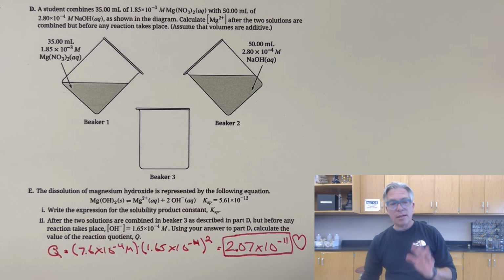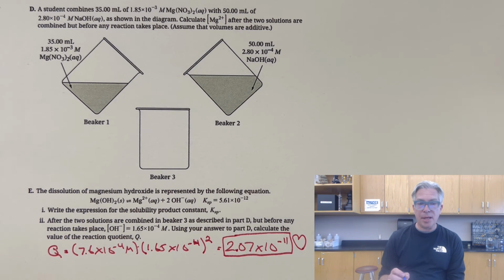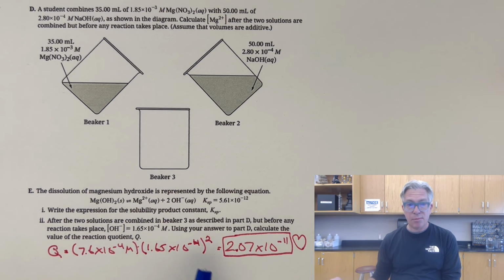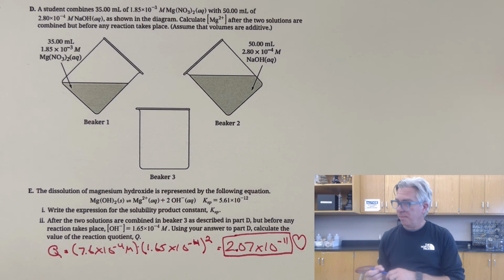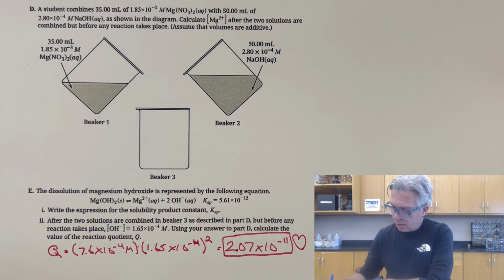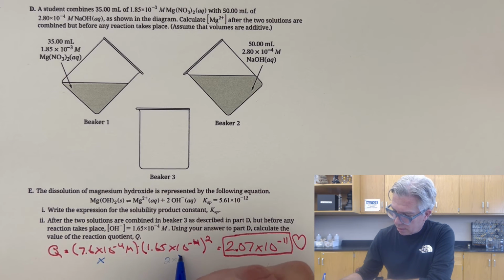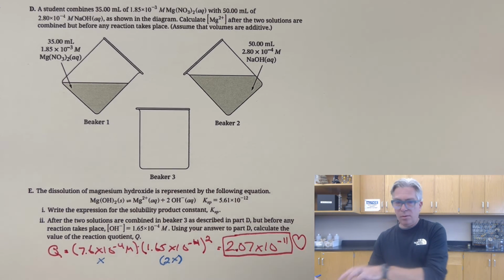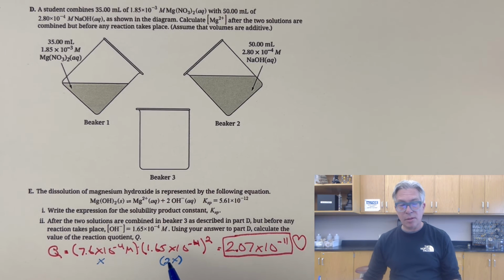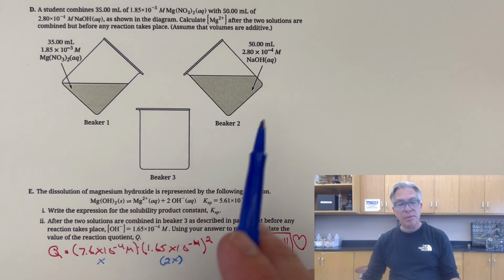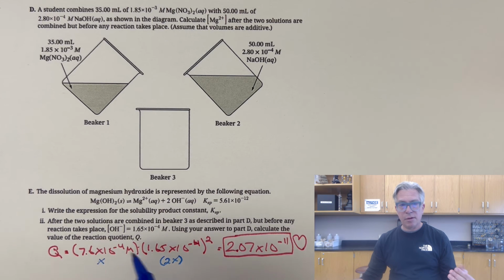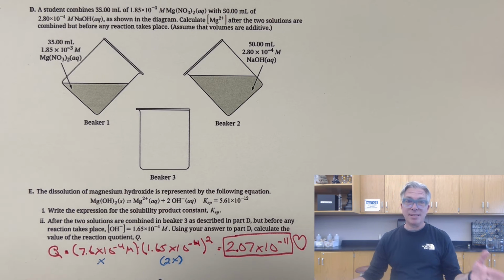Now I know a common error that probably occurred here, and that is when you're doing KSP problems like this, and if you ever did an ice table, what you would end up putting in your expression is x and then probably a 2x squared. Okay, and a common mistake would be to double that concentration that they gave us. But what we have to understand is that they came from a separate beaker, and they didn't actually come from the redissolving of the magnesium hydroxide. They are independent of the place that they came from.